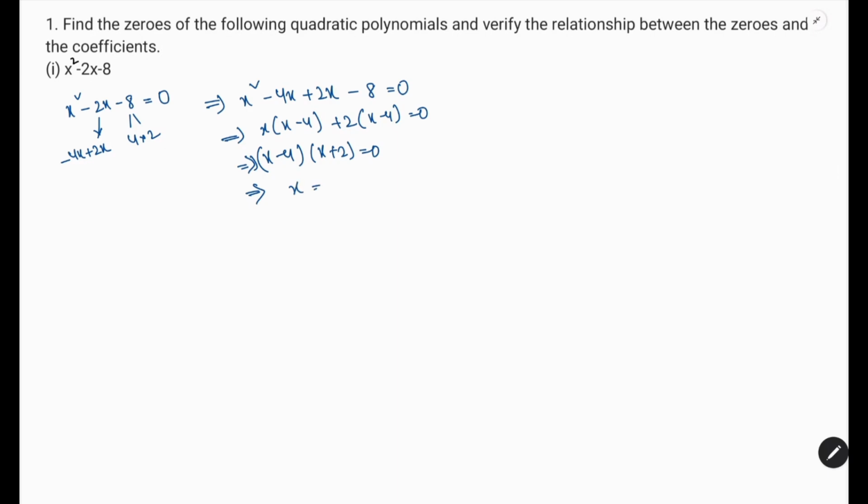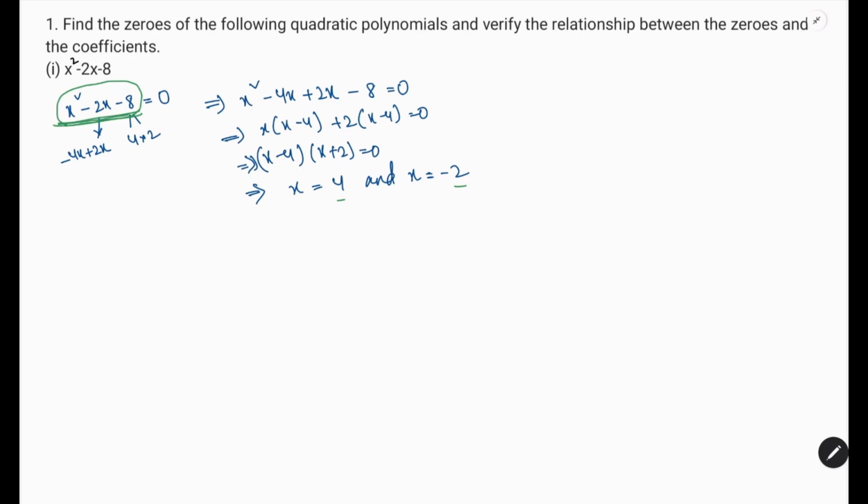Here x equal to 4 and x equal to minus 2. These two are the zeros of this polynomial. That means when x is 4 and when x is minus 2, the value of this polynomial will be 0. These two are the zeros.